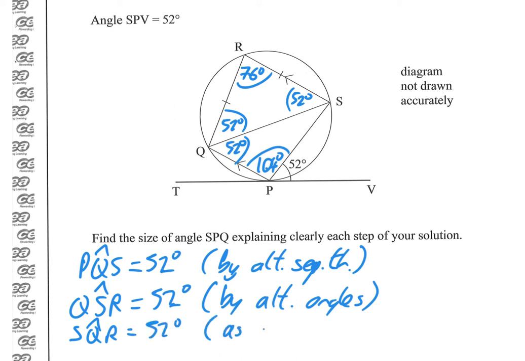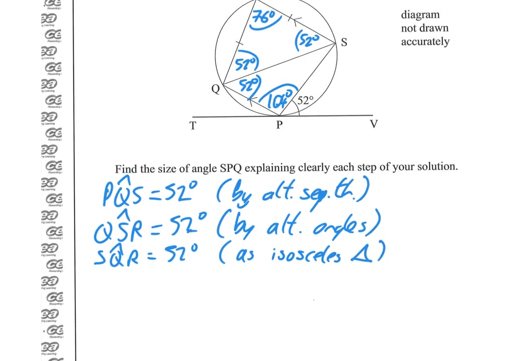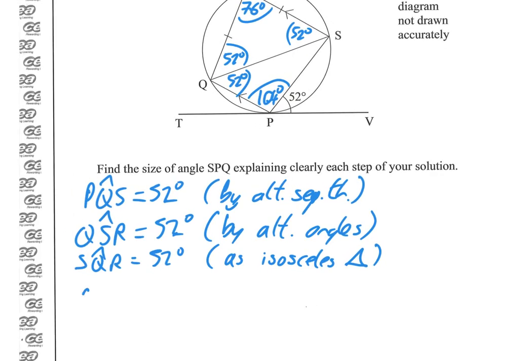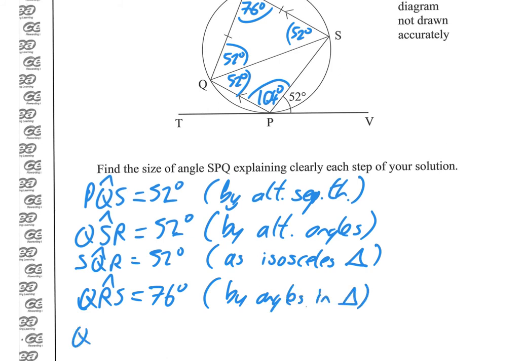Just say as it's an isosceles triangle. And then the next thing was we found the other angle in triangle QRS, and it was equal to 72 degrees, and that was by just angles in a triangle. And then the last thing was QPS.